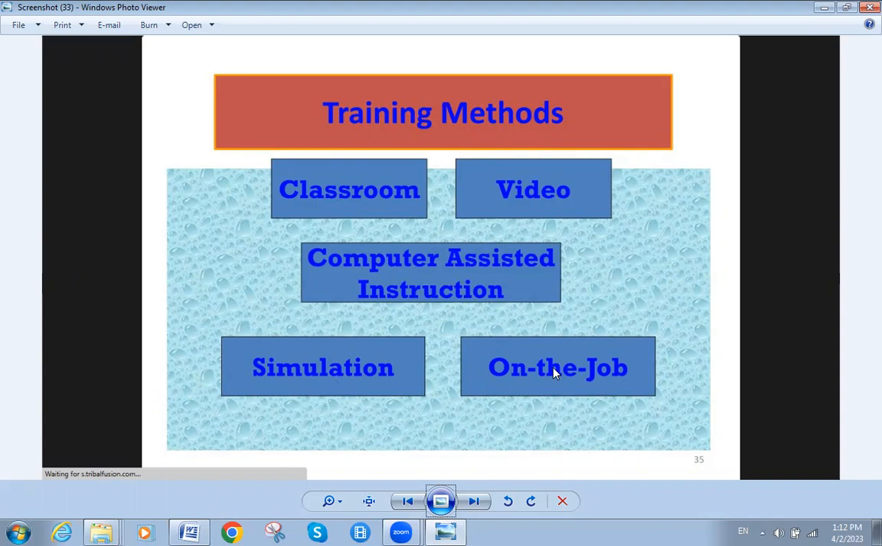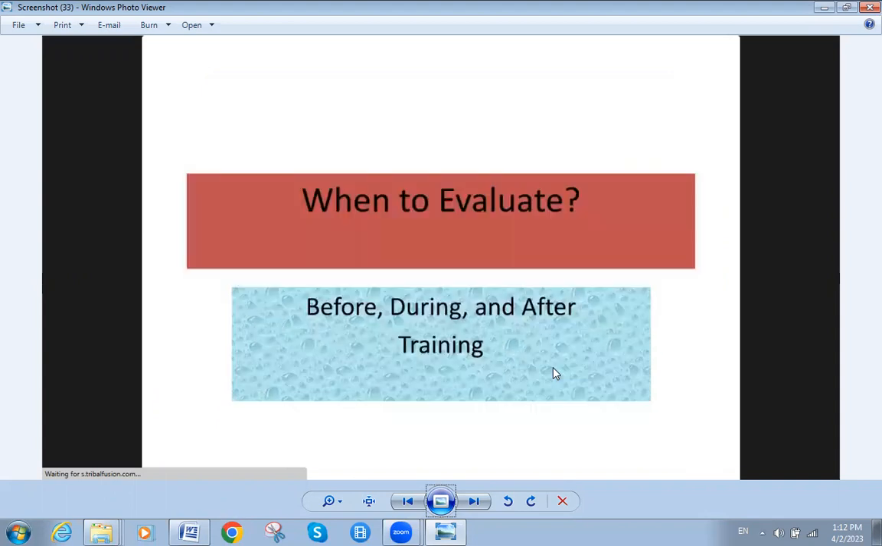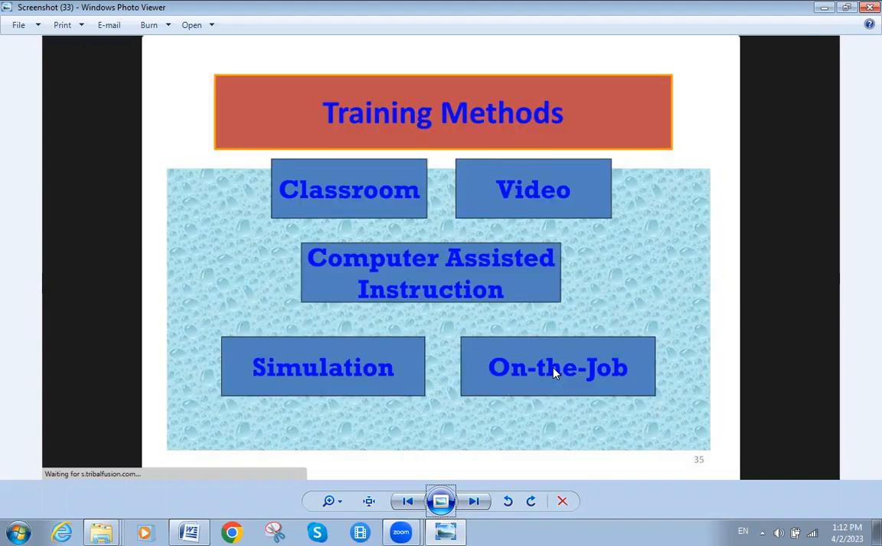And I said before, another way to look at the types is indoors and outdoors, or on site and off site. But those are the main types. Again, we're saying them here. Training methods include the classroom, video, computer assisted instruction, simulation, and on the job.